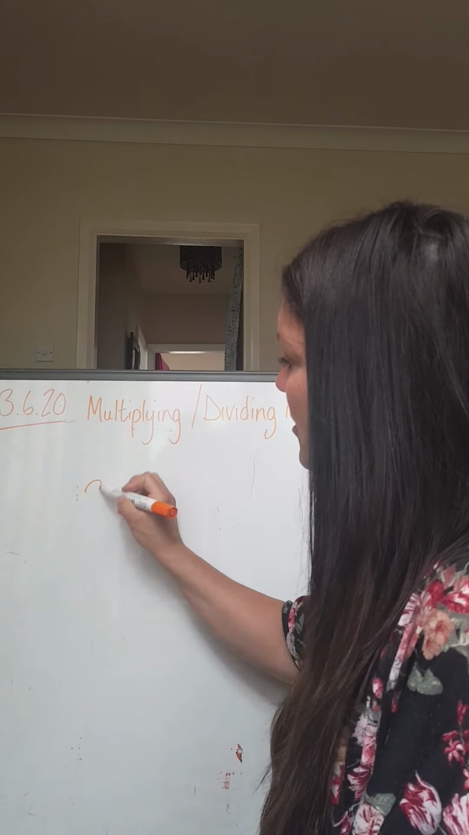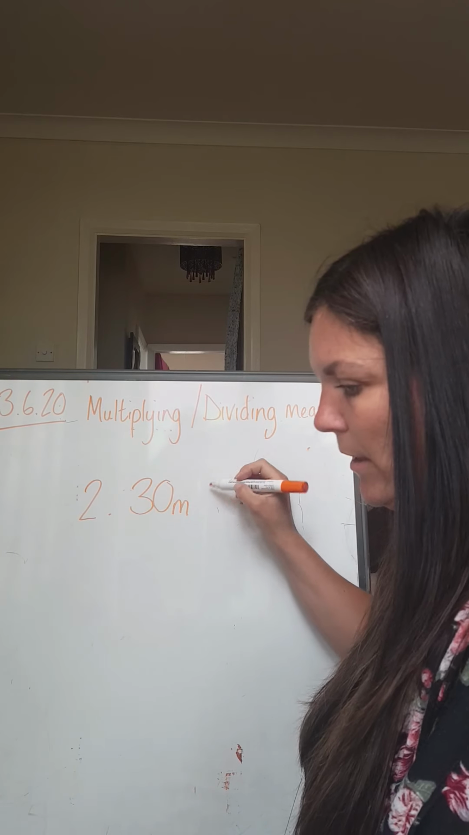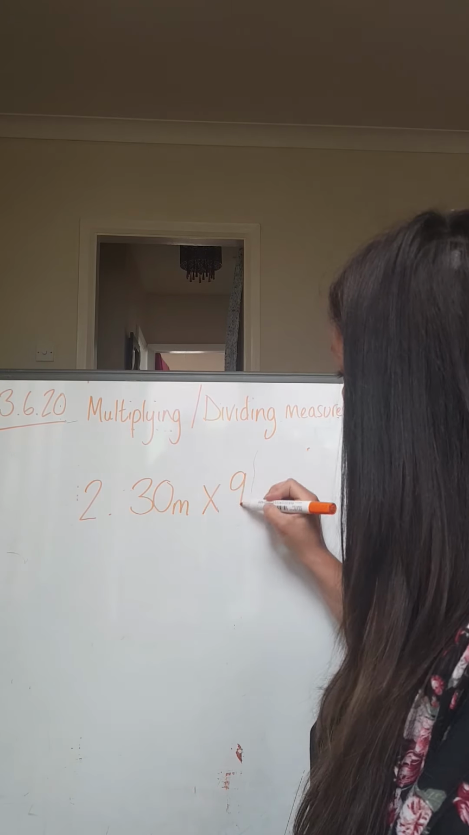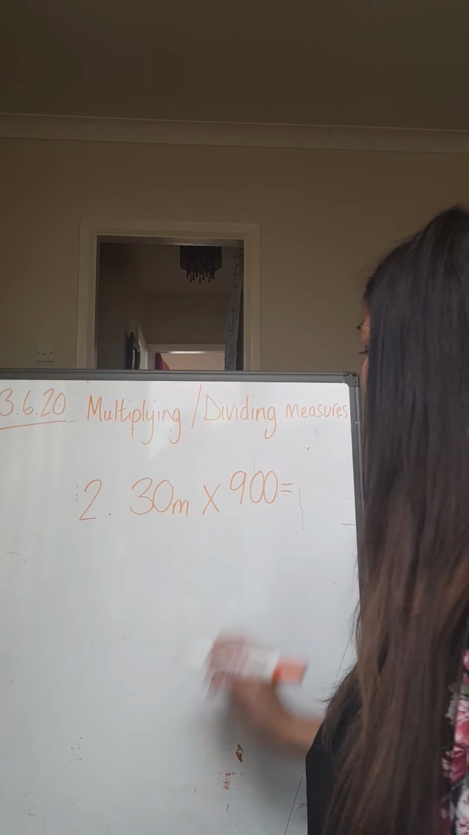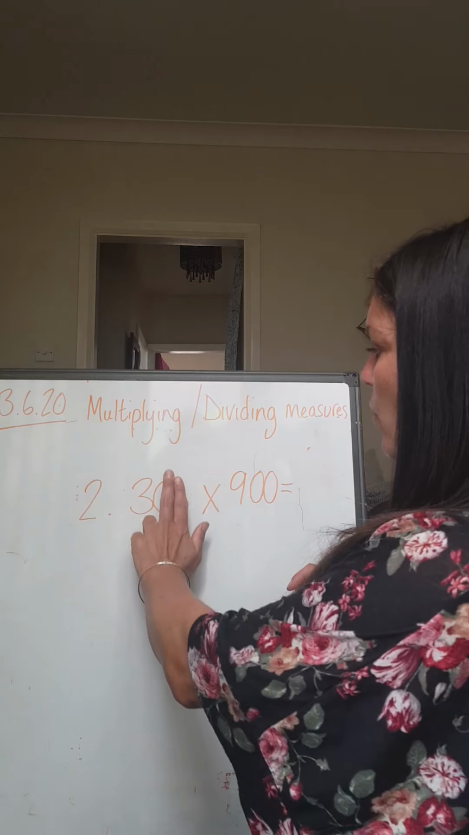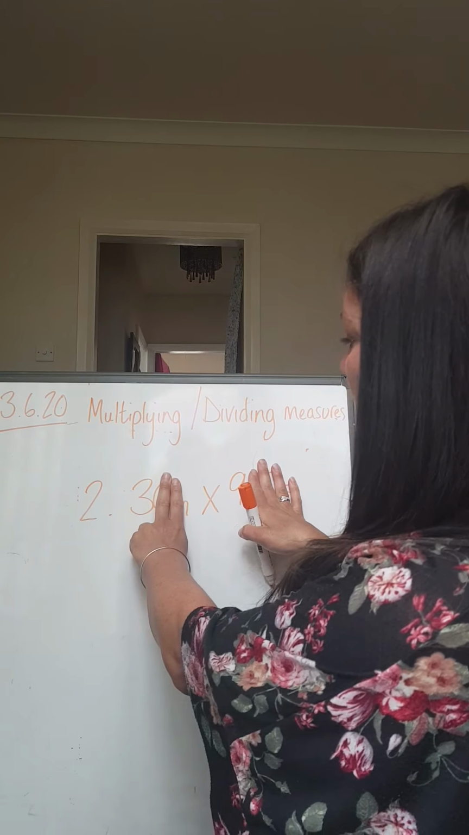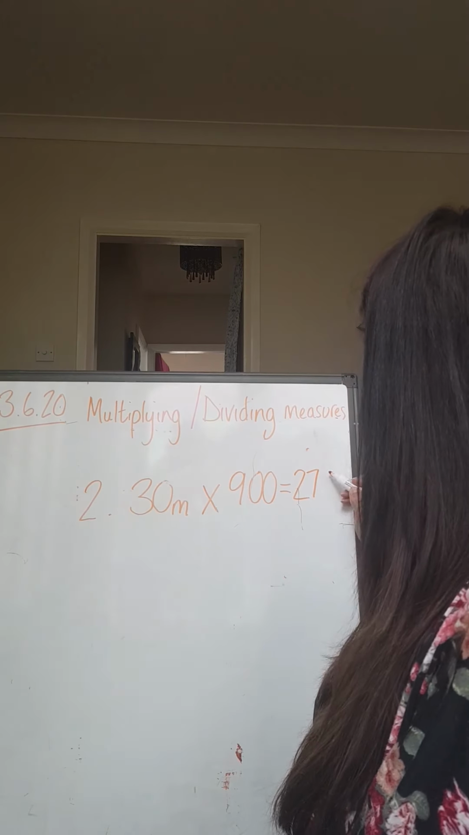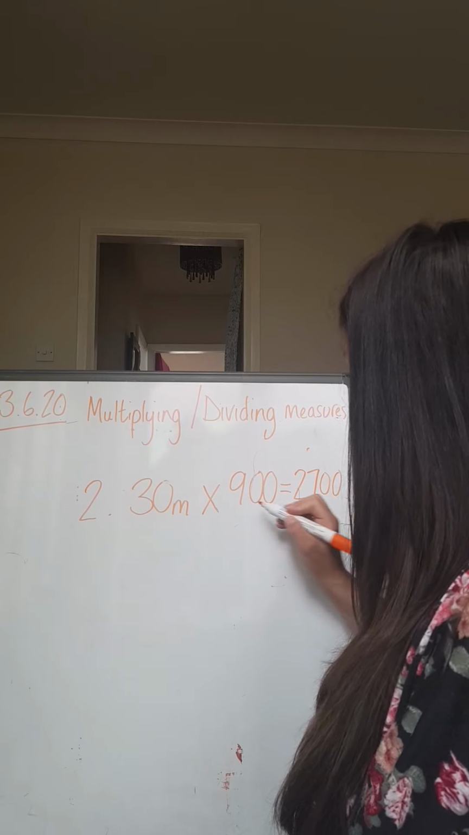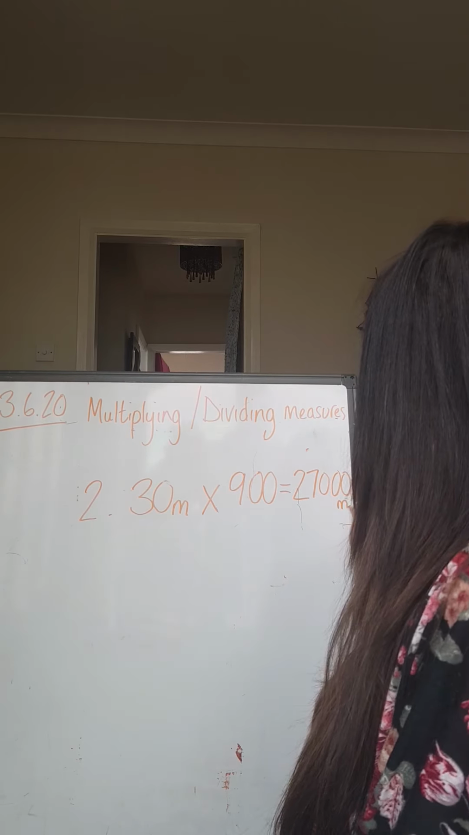Okay, let's do another one from the multiplication section. Number 2 is 30 meters times 900. Now I'm just going to do the math straight away. So I've got 1 zero on that side and 2 on that side. Let's just get rid of them for now and see if I can work that out. 9 times 3 is 27. And then smile on my math. I've got 1, 2, 3. So I've got 27,000 meters at the end.